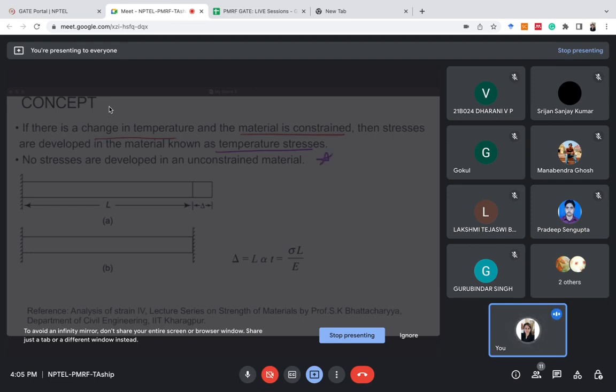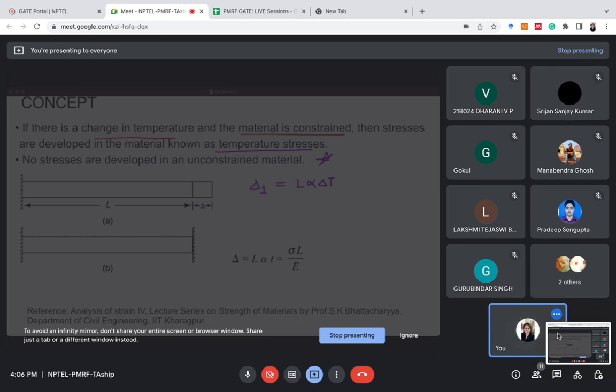Let us suppose there is a bar of length L and we increase the temperature of this bar by delta T. So what will happen? Since this bar is unconstrained, there will be an increase in the length of the bar due to the increase in temperature. Let us call this delta 1; it will be equal to L alpha delta T. Remember, since this is an unconstrained material, no stresses will develop in case A.